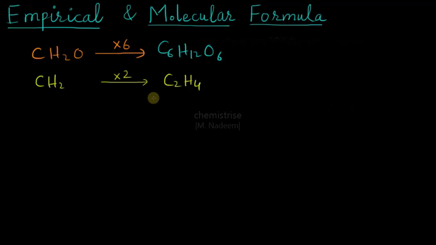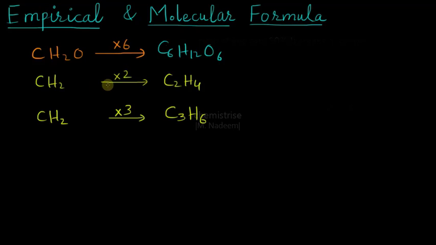So different compounds need a different number to convert the empirical formula into the molecular formula. Let's see another example. For example, we have C3H6. Its empirical formula will be CH2, so we need to multiply it by 3 to make it C3H6. So it can be concluded that different empirical formulas require a different number to be converted into the molecular formula. And where do we get this number from?